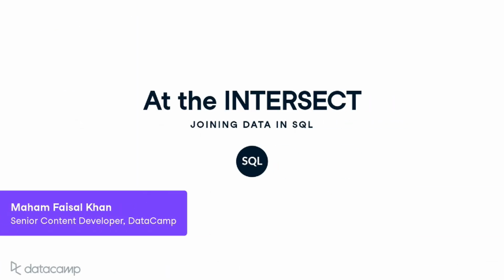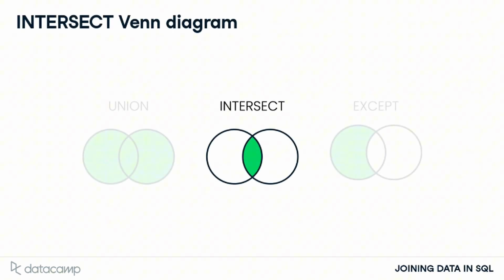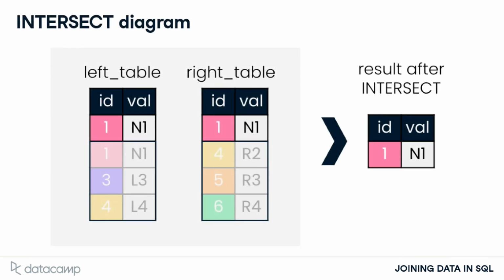In this lesson, we'll explore our next set operation, intersect. Intersect takes two tables as input and returns only the records that exist in both tables. In the diagram shown, we have two tables, left table and right table. The result of performing intersect on these tables is only the records common to both tables, the first record. All records that are not of interest to the intersect operation are faded out.